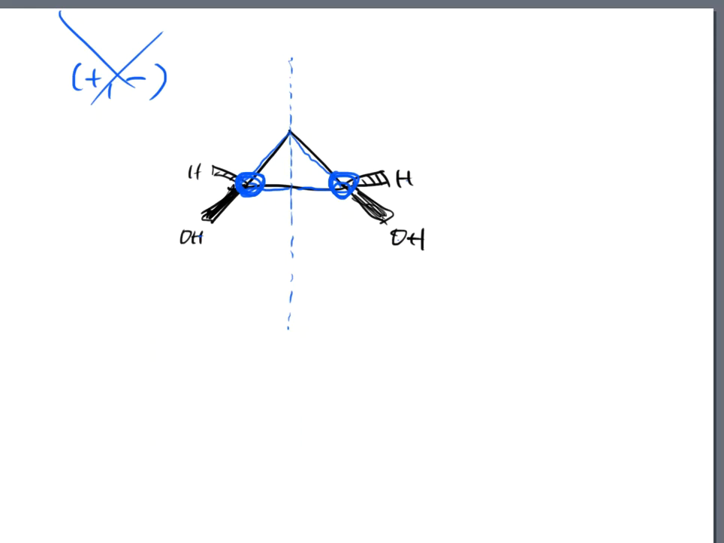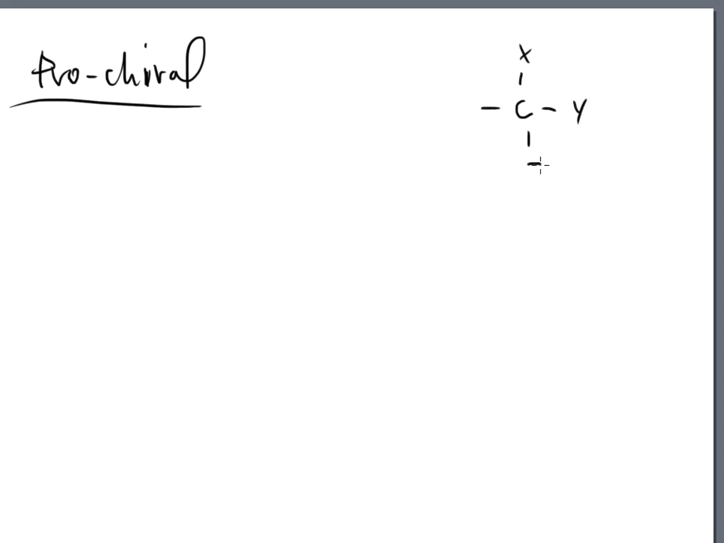One more term I would like to introduce is something called prochiral. We've seen this idea of chirality, which is a carbon with 4 different groups, right? So here I'm going to write X, Y, Z, and A. I don't know, 4 random variables. They're all different. So this is chiral, okay?